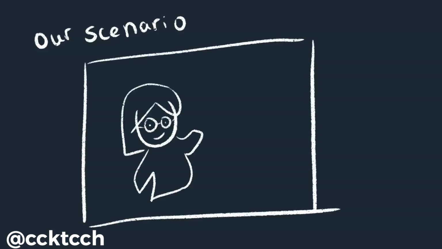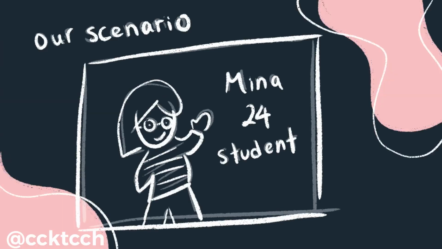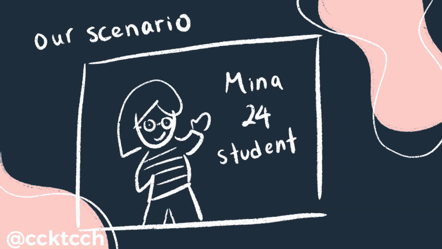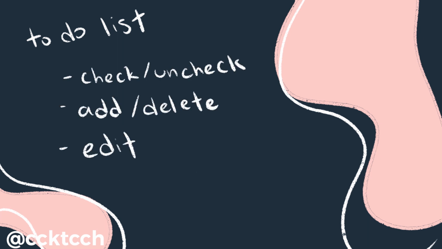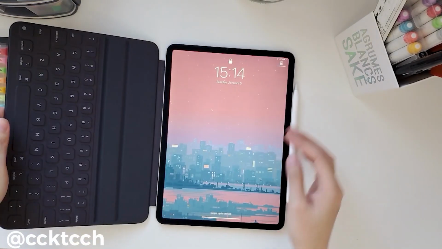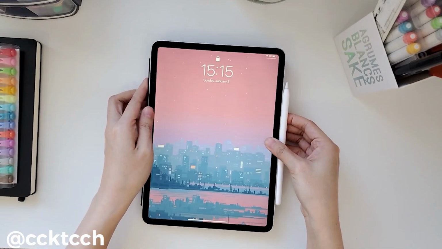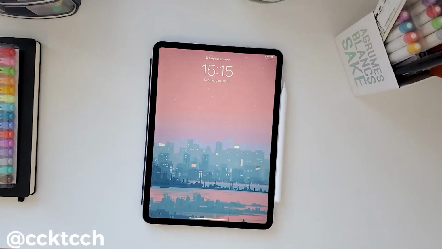Now that we've talked a bit about what a breadboard is, let's walk through a concrete example. We'll start off with our user Mina. She's a 24-year-old student who needs a to-do list. To keep this simple, let's list out the features that Mina needs. She wants to be able to check and uncheck something on her list, add or delete an item, edit an already created item, and be able to prioritize things on her to-do list. To create a breadboard, I'm going to be using my iPad. You can also do this on a whiteboard, pen and paper, or in some kind of prototyping software.